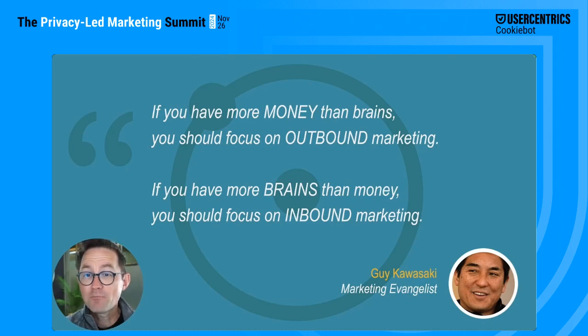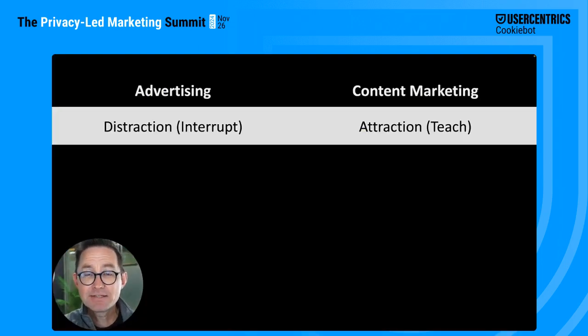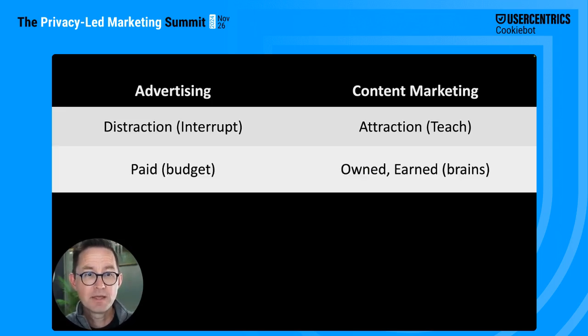Guy Kawasaki makes this case well. He says, if you have more money than brains, focus on outbound, as in advertising. If you have more brains than money, focus on inbound, as in content marketing. Just think of the difference. Advertising is all about distraction, but content marketing is all about attraction. Advertising is about paid, you need a budget, whereas content's about earning it and owning it.